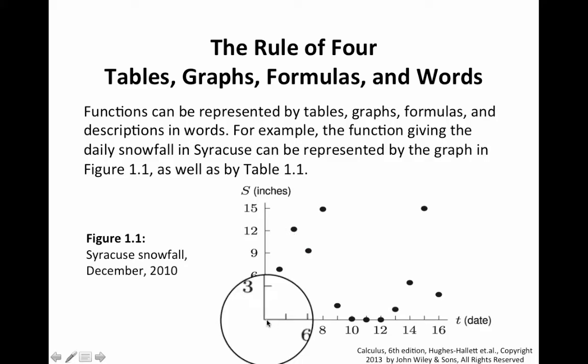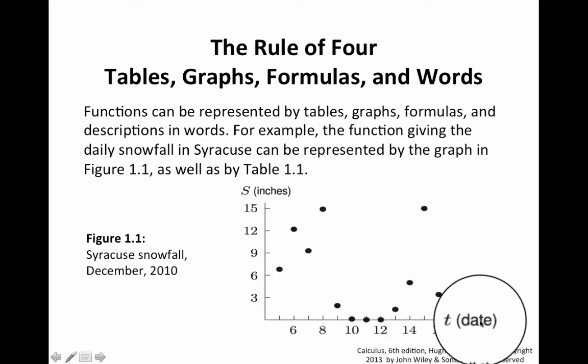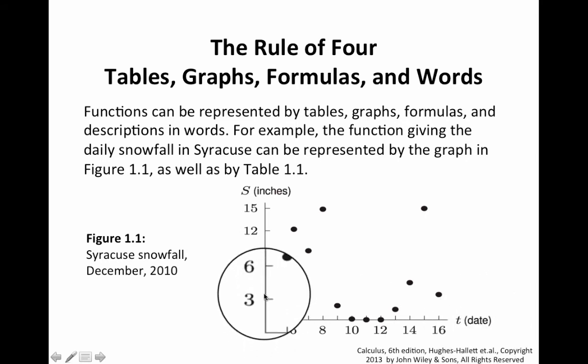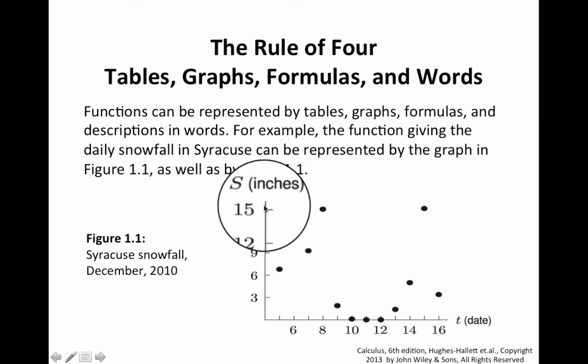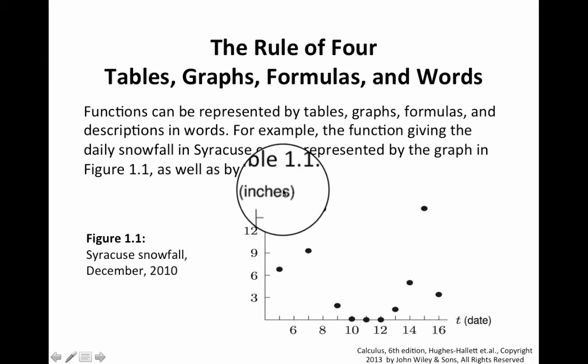So the dates, or the independent variable, are always shown on the horizontal axis. And you'll notice that they give us the unit in parentheses. And then the dependent variable, or the range, is represented on the vertical axis. And once again, that unit is expressed in parentheses. So we would say that S is a function of the date. So snowfall in inches is a function of the date.